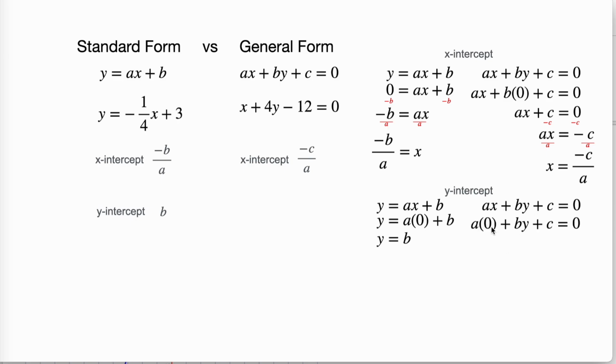For the general form, I'm going to set x equal to 0, and that's going to give us a times 0, which is 0, plus by plus c. So we're going to be left with by plus c. I want to get rid of the c, so the y is all alone. Subtracting c from both sides, we end up getting by is equal to negative c. The b is multiplying the y. I want to get rid of the b, so I'm going to divide both sides by b. That gives me y is equal to negative c over b. And that's the y-intercept for the general form, negative c over b.